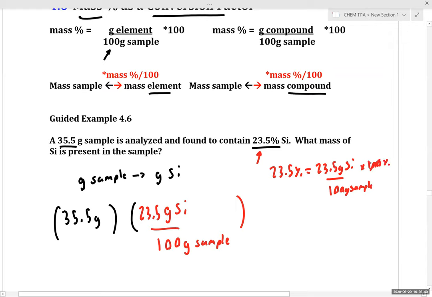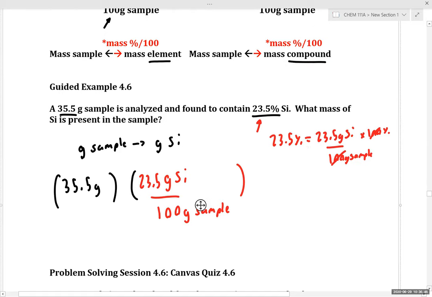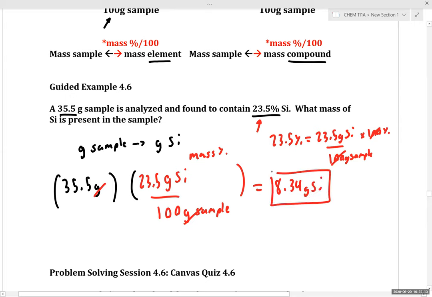And if we plugged in the numbers, we'd see that the mass percentage does check out in our calculation. So this is another way of writing mass percentage as a conversion factor. As we see, grams of sample cancels, and we're left with, punching it into our calculator, 8.34 grams of silicon. Does this make sense to everyone so far?